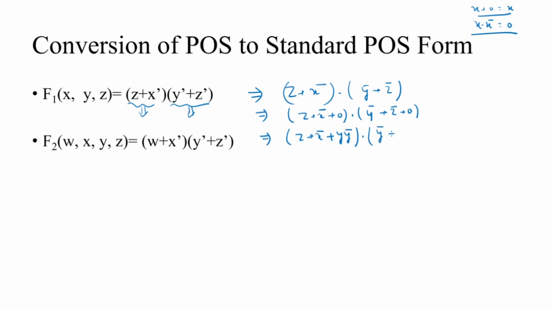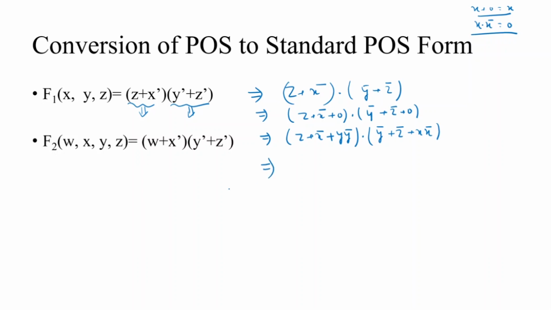Y complement plus z complement plus x into x complement. Why is this 0 written as x into x complement? Because in this particular sum term, the literal x is absent. Similarly, in this term the variable y is absent, that's why this 0 is represented by y into y complement.